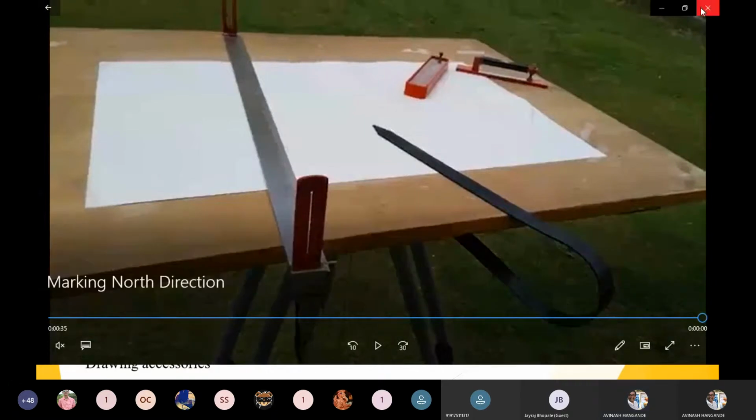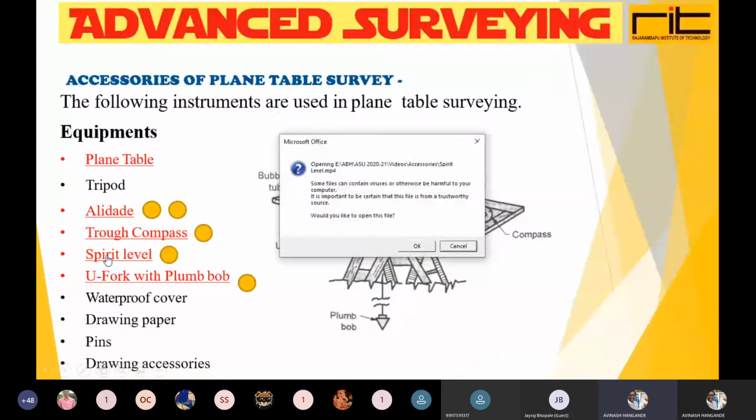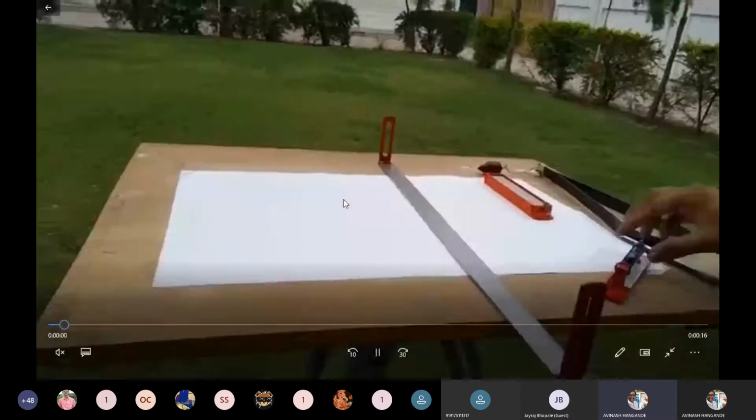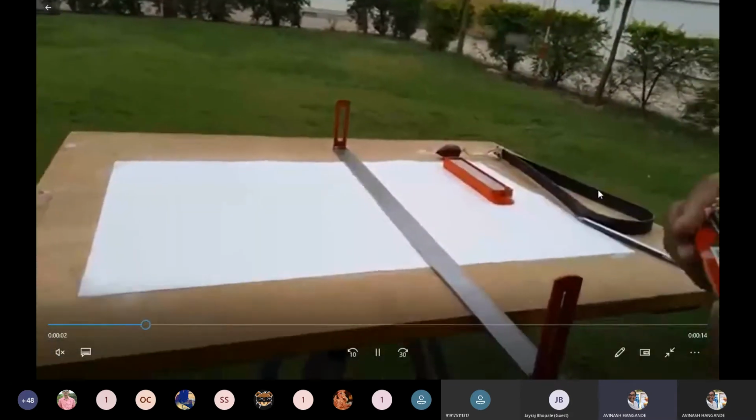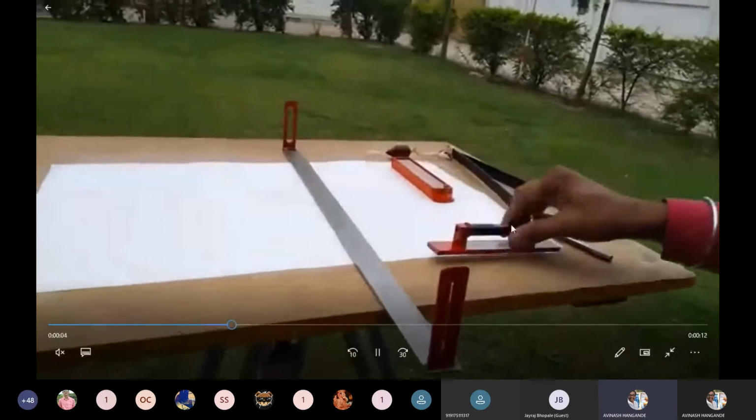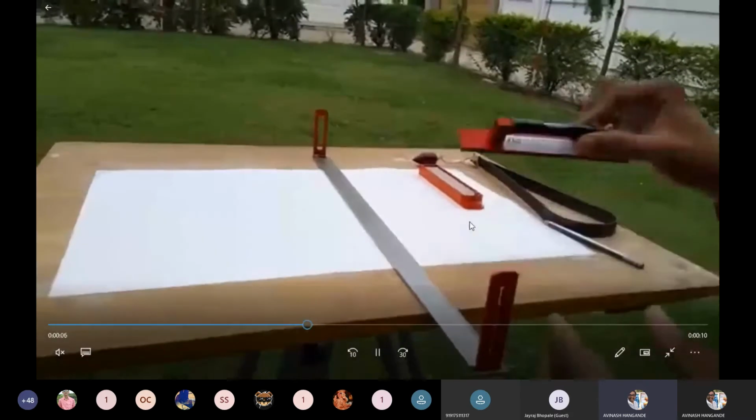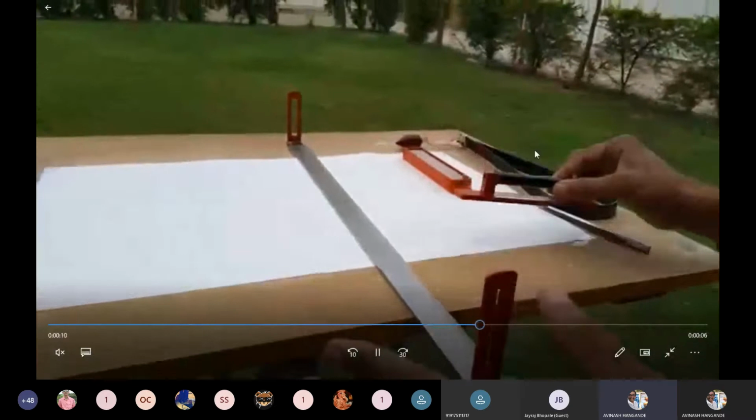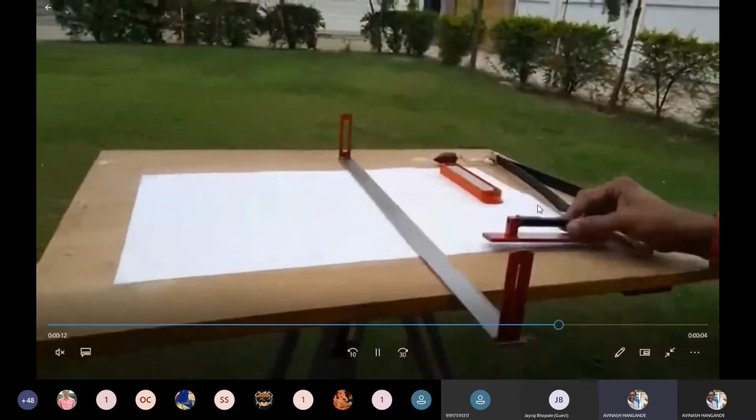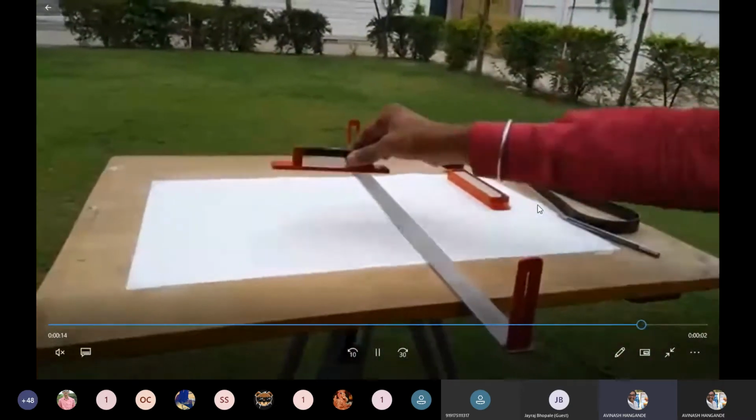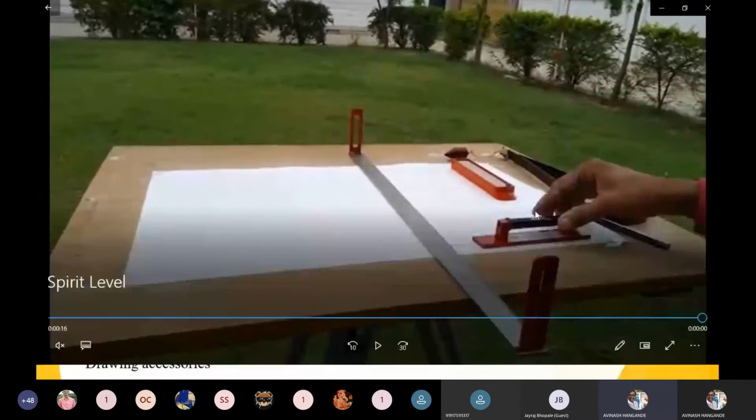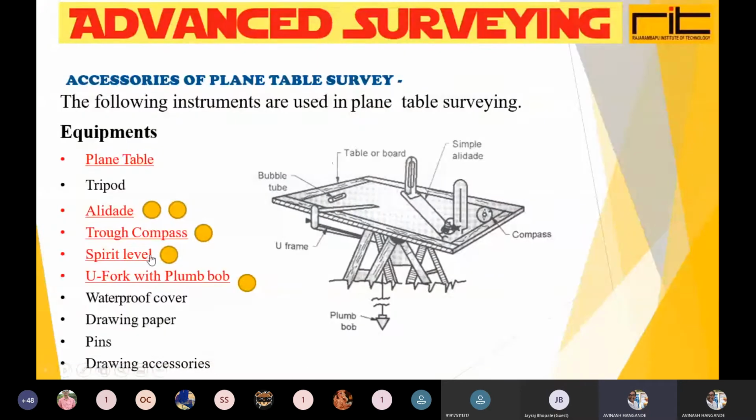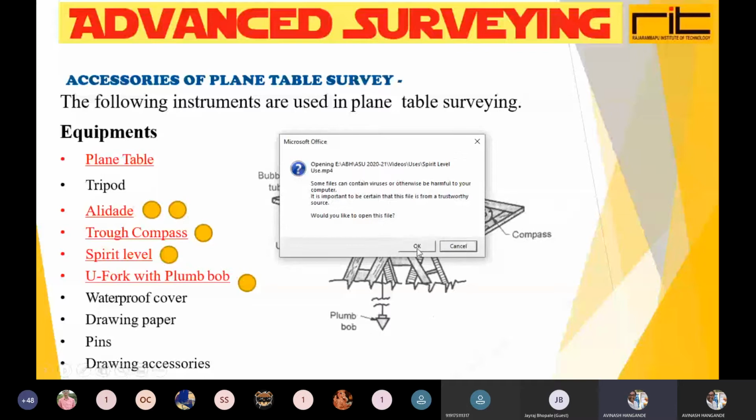Then there is a spirit level. So what a spirit level looks like, here it is. It is used to level this plane table. Here we have the bubble tube. That bubble tube should be at the center, at its middle run, so that we can say that the plane table is in level. Then how to use that spirit level to level this instrument?